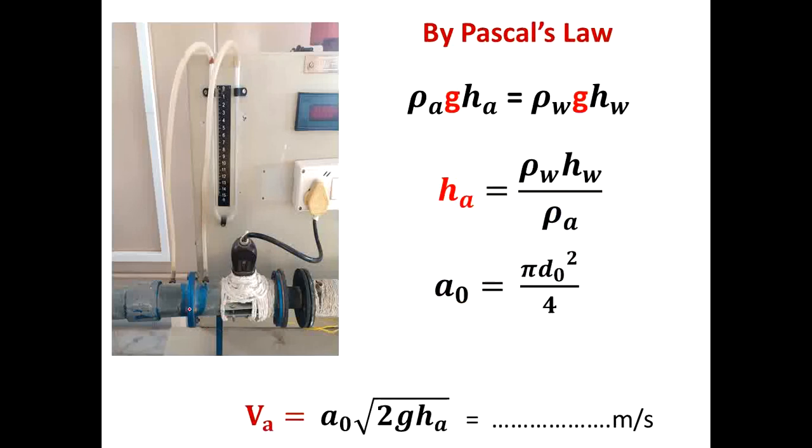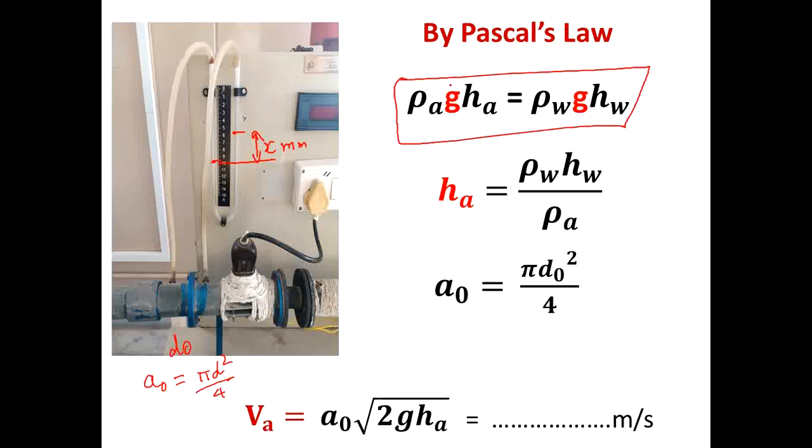Here you have the orifice having the diameter d naught. Therefore area of the orifice is equal to pi d square divided by 4. Therefore you will get the manometer difference, the x value in terms of mm. Whatever x value you get here, you want to convert it into meters of water, and then by Pascal's law you want to put it in this equation.